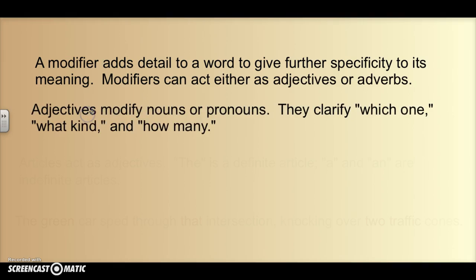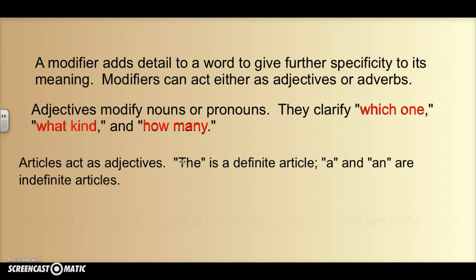So adjectives modify nouns or pronouns. The easiest way to identify them is that they clarify which one, what kind, or how many. Those are the only three questions that adjectives can answer. You also have articles that act as adjectives. The and a or an are the articles. The is called a definite article because it's pointing to a specific item. A and an are indefinite articles, and they refer to any particular noun.